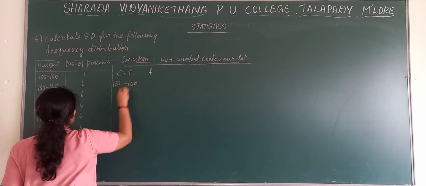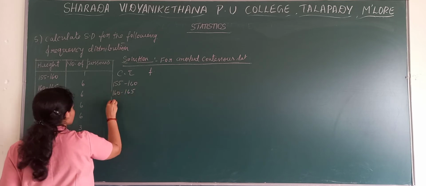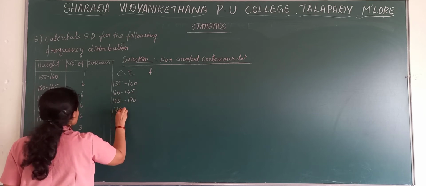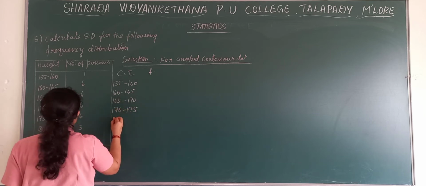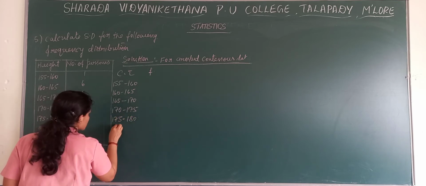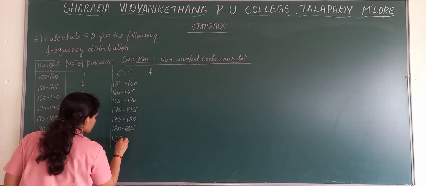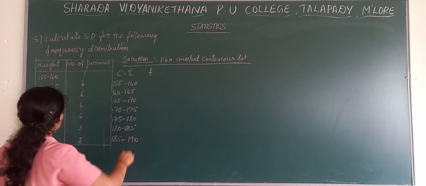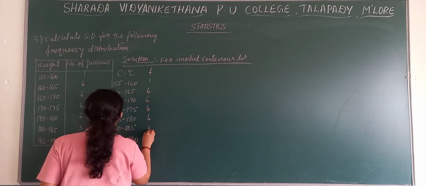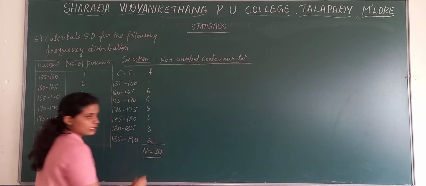Class intervals and frequencies: 155 to 160, 160 to 165, 165 to 170, 170 to 175, 175 to 180, 180 to 185, 185 to 190. We'll take the frequencies 1, 6, 6, 6, 6, 3 and 2. And we know that n is equal to 30 here.